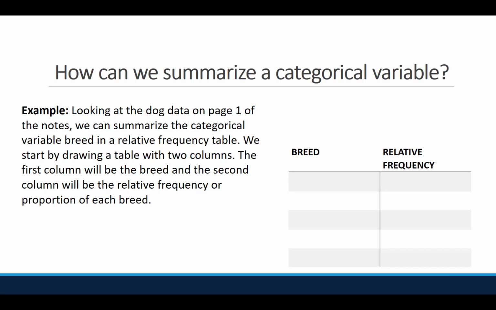Proportions are also known as relative frequencies and can be displayed in a relative frequency table. Definitions. A frequency table is a table which looks at the counts of units in each category of a categorical variable. A relative frequency table is a table which looks at the proportion of units in each category of a categorical variable. The relative frequencies will sum to 1.